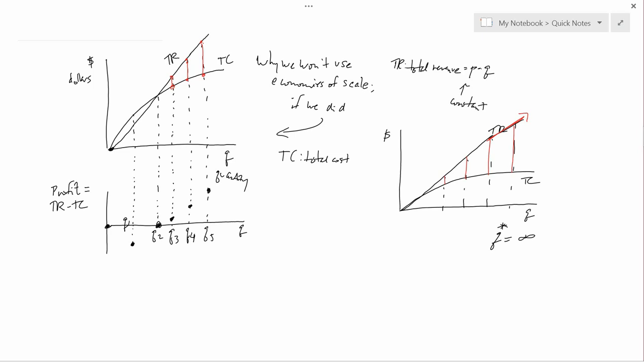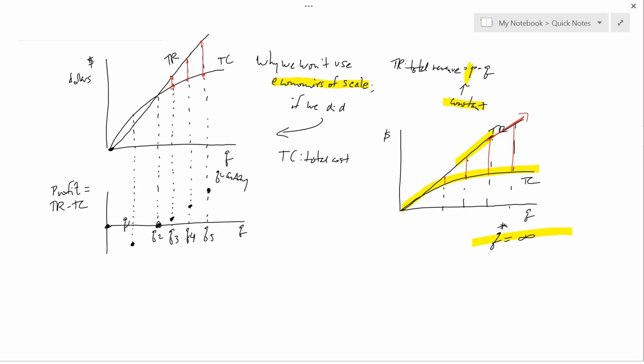The setup where we assume perfect competition, and therefore constant price, together with economies of scale, which means total cost rises less than linearly, mixes the competitive idea that revenue rises linearly with the economies of scale idea that cost rises less than linearly, and you get this absurd answer that Q star is equal to infinity. So that's the reason why we are not going to make this assumption.